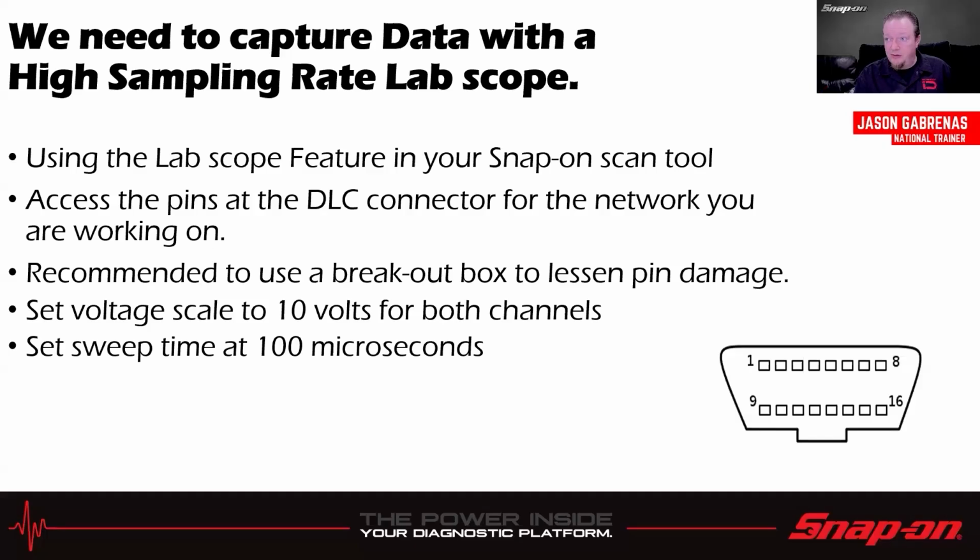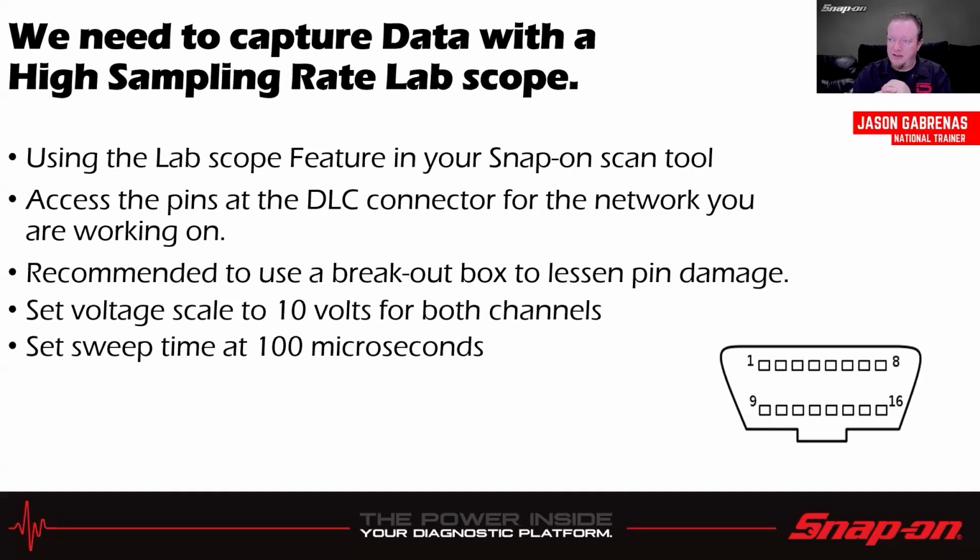Using a lab scope feature, we can use our Snap-on scan tool. We can really use anything with a scope, but of course, I'm showing Snap-on equipment, so I'd be talking about Snap-on equipment. But access the pins at the DLC connector for the network you're working on. Like I said, refer to a wiring diagram when in doubt and make sure you're putting it on the right pins. It's recommended to use a breakout box to lessen pin damage. You don't want to front probe, and it's usually hard to back probe, so we're just going to use a breakout box. I'll show you one in a second.